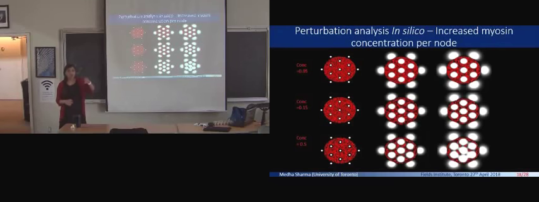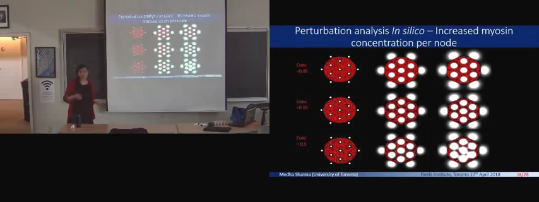When we perturb the system, what we're doing here is increasing the concentration of myosin on a single node. And we increase it from 0.04 to like 0.5, and what we see is some abnormal stuff happening here. The caps are expanding too much and they are colliding. So we thought that maybe this can happen in the embryo if we do something like this in the embryo.